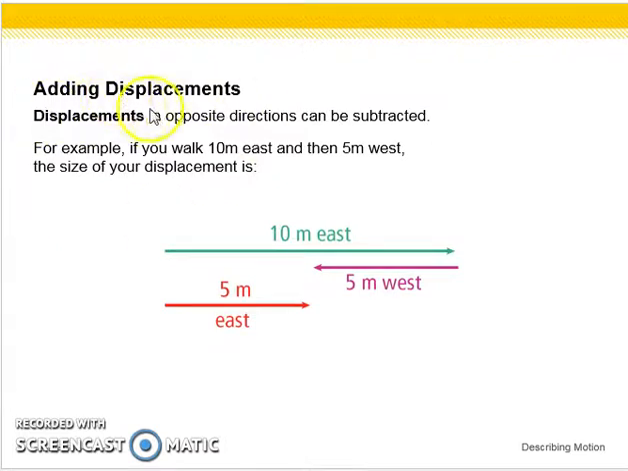Now, displacements in opposite directions can be subtracted. Make sure you're copying all of this down. For example, if you walk 10 meters east and then 5 meters west, the size of your displacement is what? It's 5 meters.